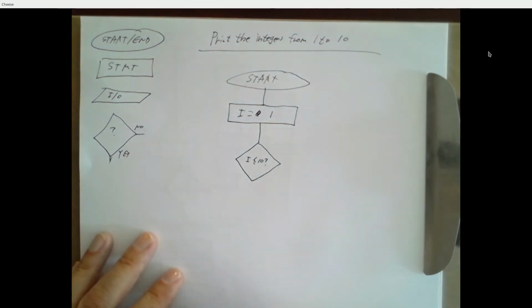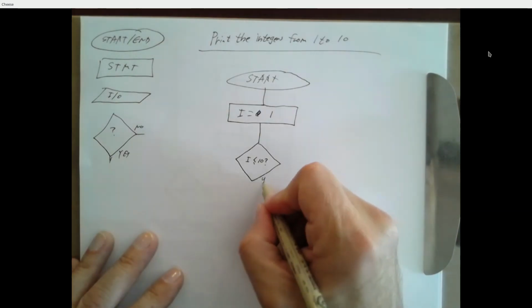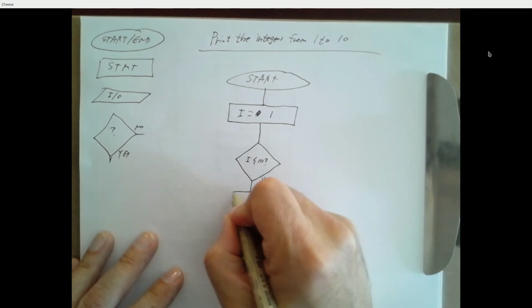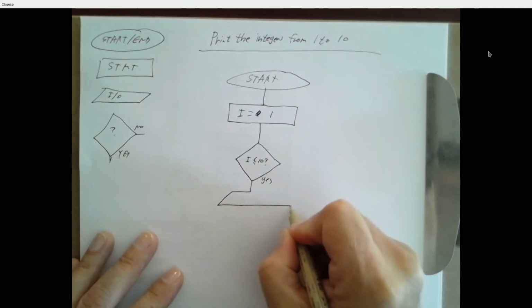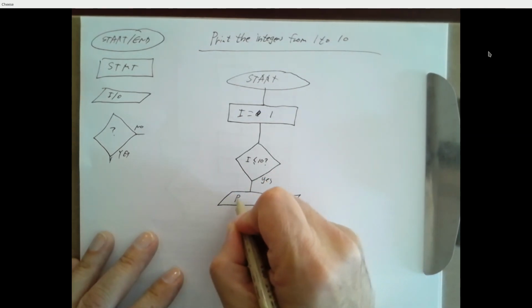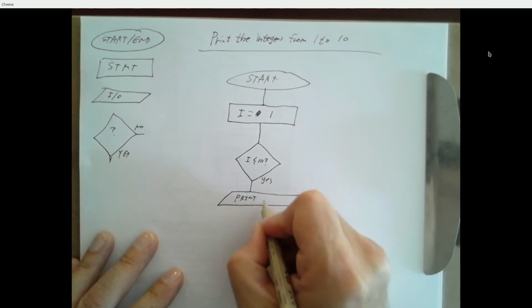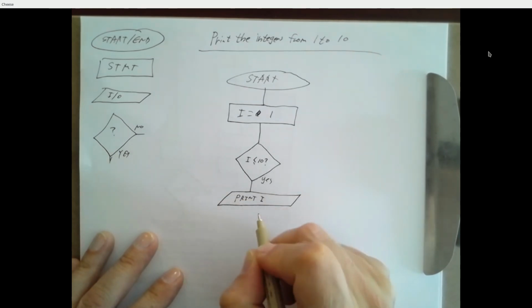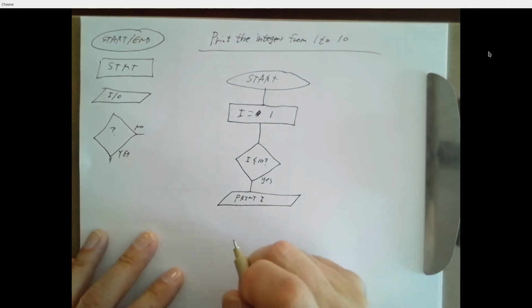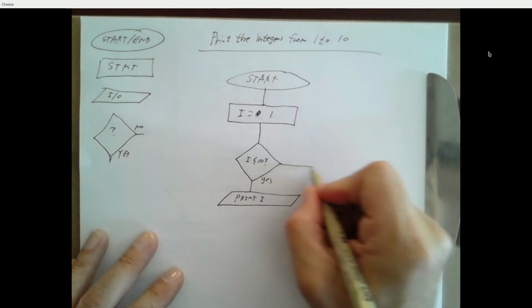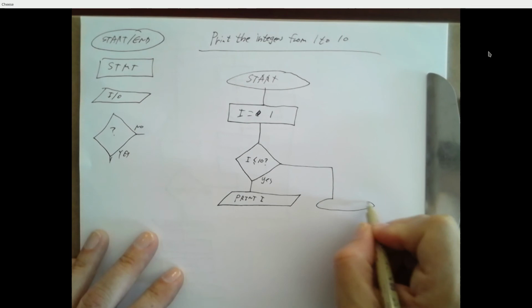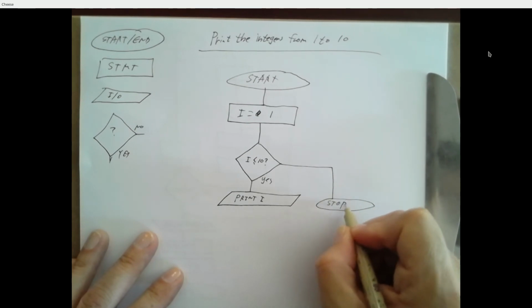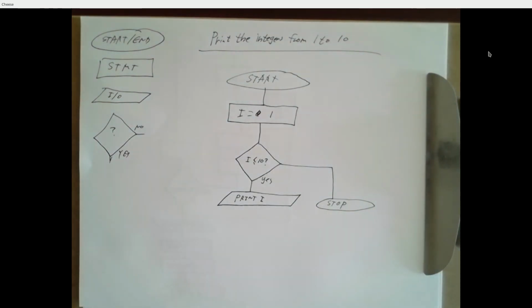And what if it is? If it is, then print it out. All right, so that's an input-output, so I'll use a trapezoid. And what if it's not less than or equal to 10? Then we stop. So we can just come down here and say stop. All right, what do we do after we print I? We add 1. Increment. Add 1, increment.